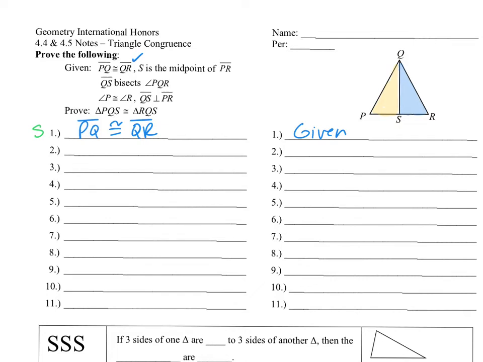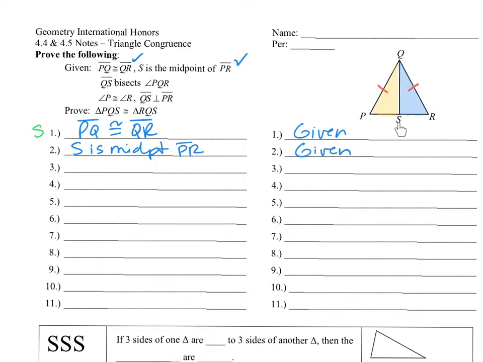So let's move on to the next piece of given information, and that is that S is the midpoint of segment PR. Oh, by the way, as we prove things congruent, let's also mark them on the diagram. So we have established that PQ is congruent to QR, so let's mark that on the diagram. We have PQ congruent to QR. Okay, so our second piece of given information is that S is the midpoint of segment PR. Okay, so I'm going to check that off and write down our reason. That reason is given. Now, how is that going to help us?